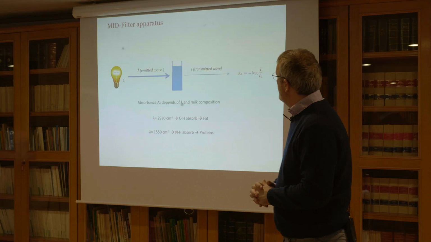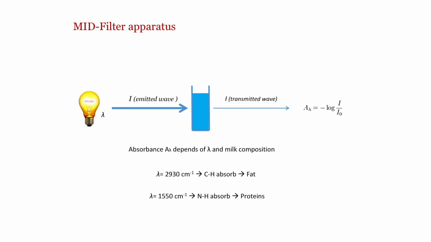Here it's represented a mid-infrared filter apparatus. In this type of apparatus, we use a wave at a very known frequency. It depends on the apparatus, but some use this frequency and others this one, using different filters. At this frequency, we can detect the CH bonds, and it's used to predict the fat in the milk. If you use the other one, the nitrogen and H atoms, at this frequency we are able to predict protein. It's an old technique used since the 60s.